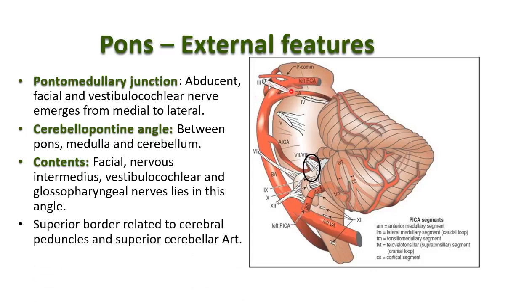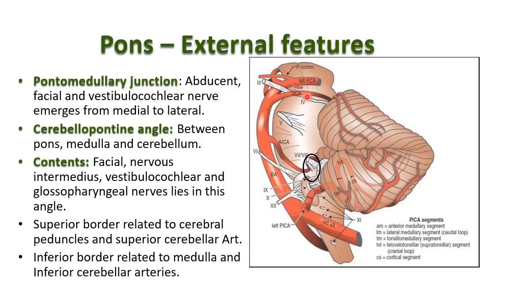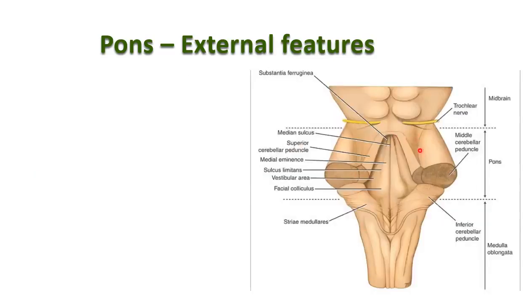And superior border is actually related to your above cerebral peduncles, and winding is the superior cerebellar artery. So here you are able to see that is the superior cerebellar artery, and inferior border will be related to the upper part of the medulla oblongata. Inferior border will be related to the medulla oblongata and inferior cerebellar arteries. Okay, superior and inferior cerebellar arteries, which mainly supply the upper surface of the cerebellum and lower surface of the cerebellum. Now, posterior aspect of the pons.